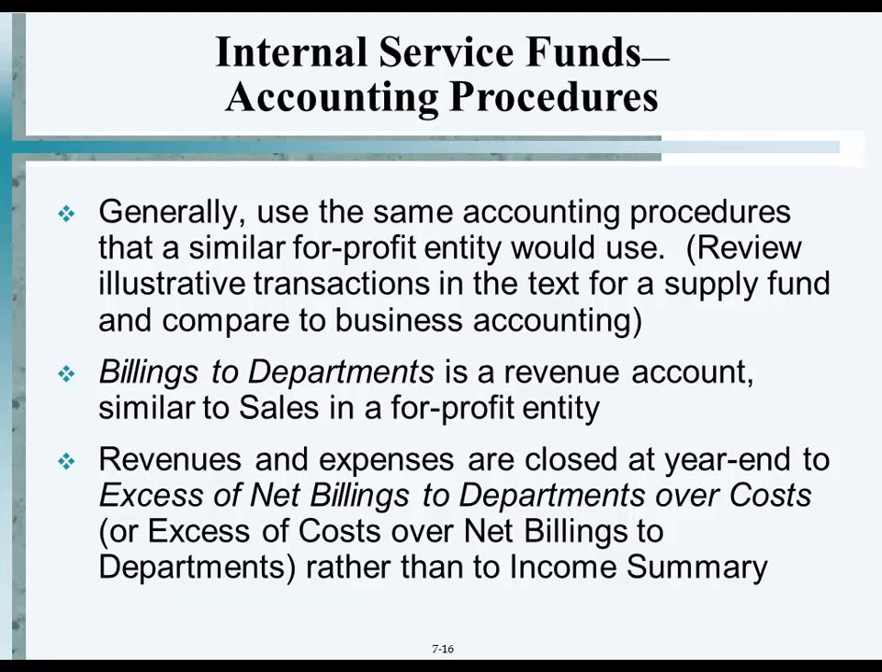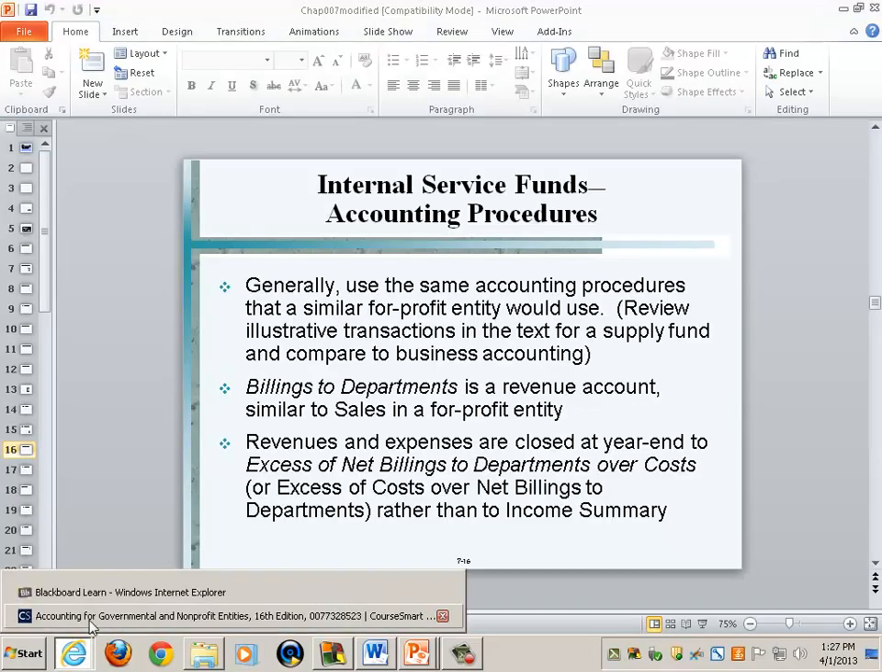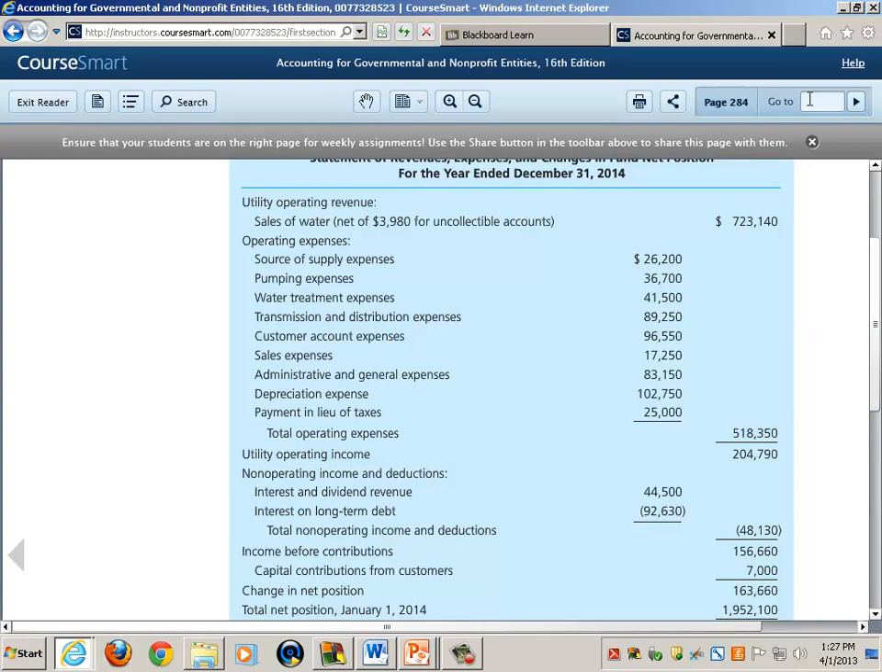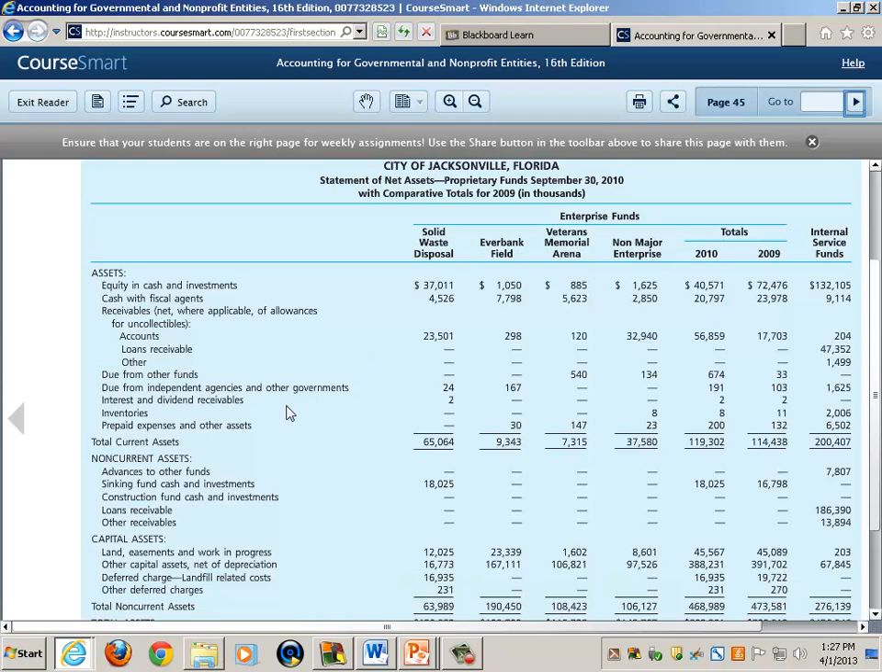Remember, think about the government-wide statement for a moment. Think in your head. What did it have? Governmental activities and business-type activities, right? Internal service funds don't go under business-type activities. In fact, let me show you, when you look at the statements themselves, this is a proprietary fund statement of net asset or position. Look at where internal service fund is listed.